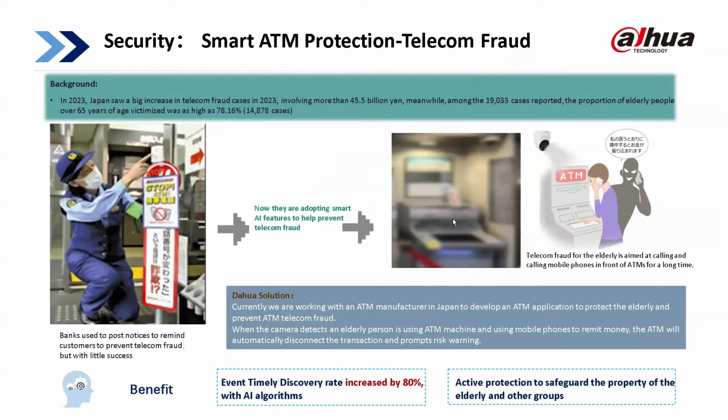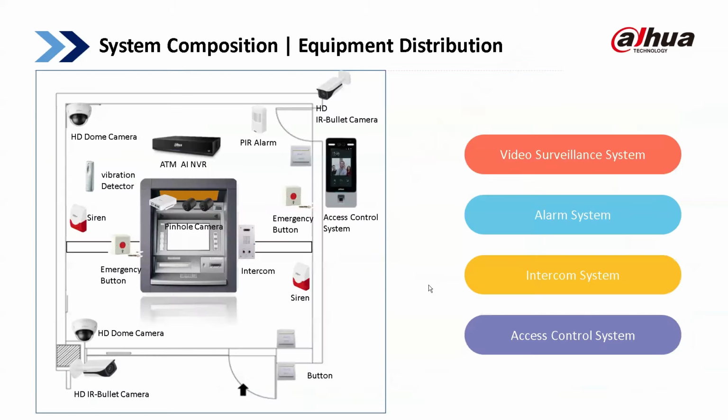And some case studies. So we have smart ATM protection, which has helped in Japan to curb fraud. Event timely discovery rate increased by 80% using our AI. So this is a typical application in an ATM.